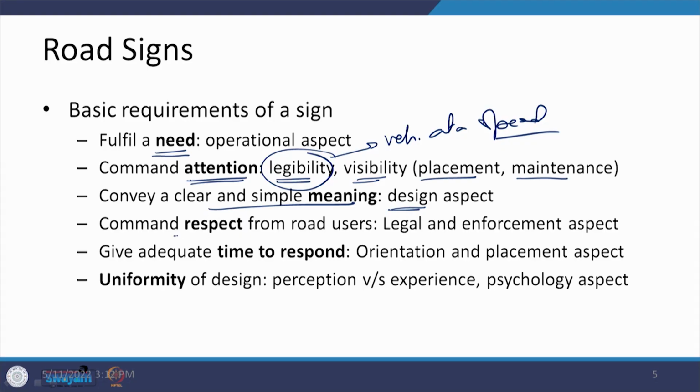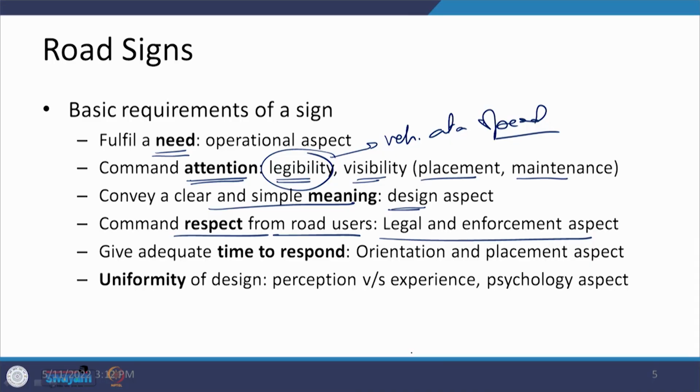It should command respect from the road users. Of course, this is important. You say you go mandatory left, people say, no, I am not going to left, I am going to right, I am going to straight, and you do not have a measure to stop the people from doing those type of maneuvers which have been restricted at a point of time, then there is no use of providing these type of signs at a certain location.